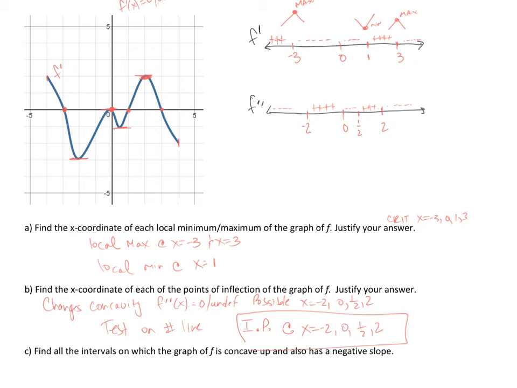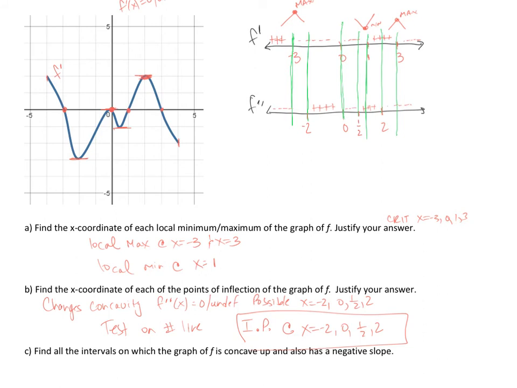find all the intervals on which the graph of f is concave up and has a negative slope. So concave up and a negative slope. This is what I wanted to do when I compared these. I'm looking at these regions. So if I draw this like this and I draw that like that, here's the 0, here's the 1/2, here's the 1, and here's 2, and here's 3. So I'm looking for concavity. I want concave up, and I want a negative slope. That means f prime has to be negative, because f prime below the axis gave me a negative slope.